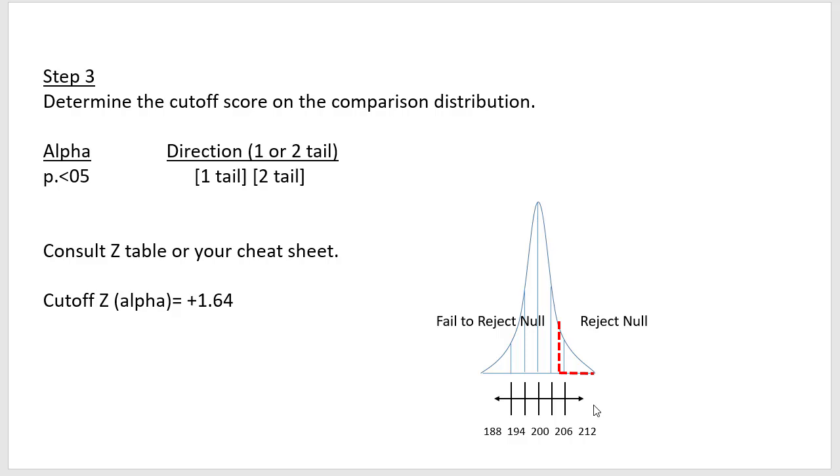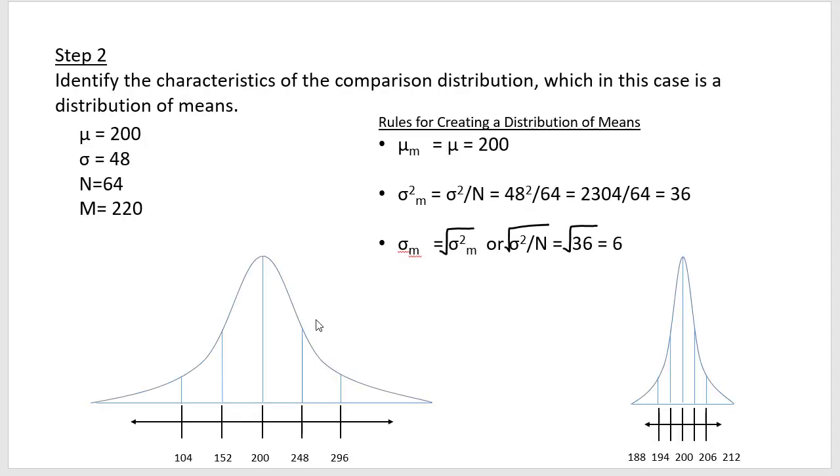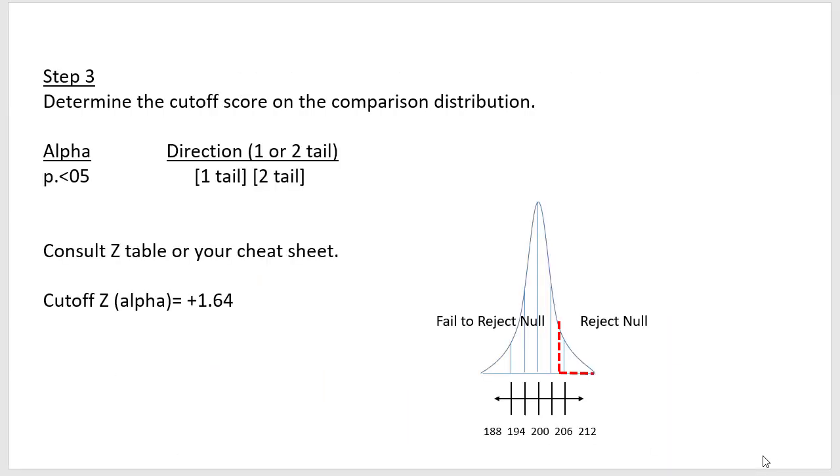So rather than using our distribution of individual scores here, and imagine if we had a cutoff z-score of positive 1.64 here, our sample would have had to have had a mean of somewhere in the neighborhood of 270 or so. But rather than that, the cutoff score is in the neighborhood of 208 or 9 or 10 or somewhere in there.